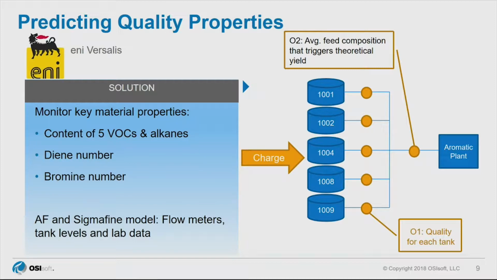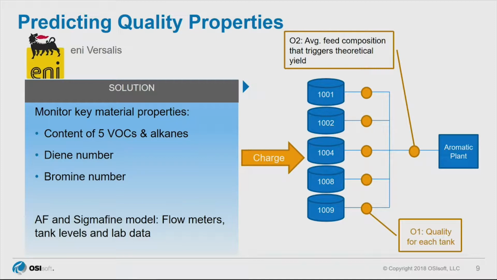And what they are looking for are the content of the volatile organic components, and these 5 VOCs are benzene, toluene, xylene, ethylbenzene, and styrene, along with some alkanes that go from butane to decane, and the diene and bromine number, which basically tell them the content of the olefins that help to predict the performance of the distillation process. So that's why this is important. This is what they were tracking.